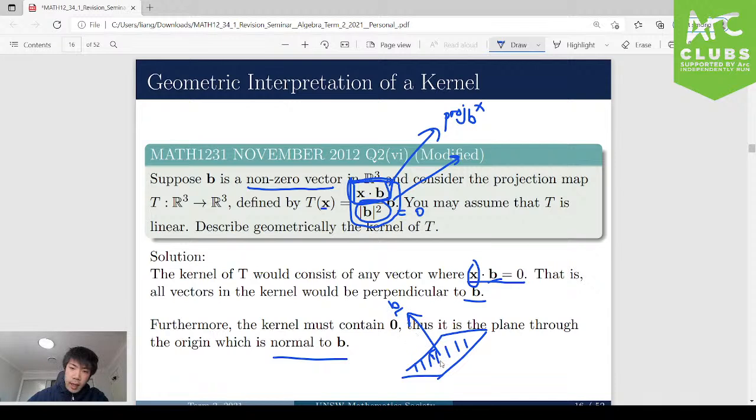this here is your vector b, and then any other vector on this plane would be a potential vector x, because everything here would be perpendicular to your vector b. Okay, does that make sense? So this is a bit of a weird example. I'm asking you to interpret geometrically what the kernel of T is, right? So in this case, you first have to figure out that the only place that actually mattered in your formula was x dot b, and if that equals 0, that implies x is perpendicular to b, and so it must be some plane with the normal b. Okay.